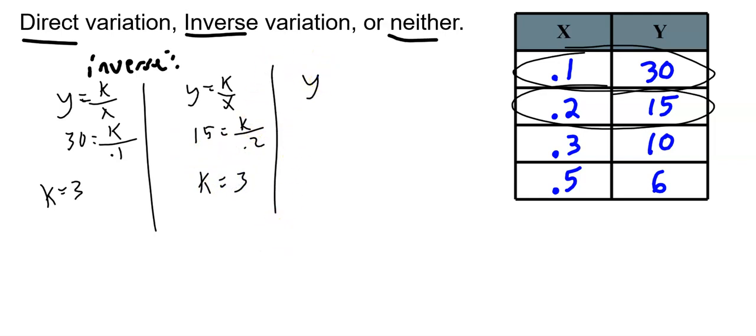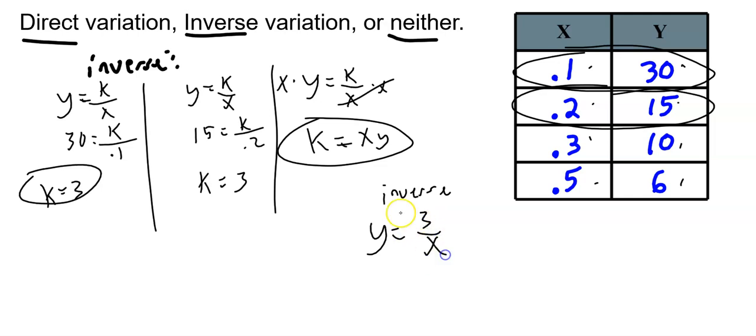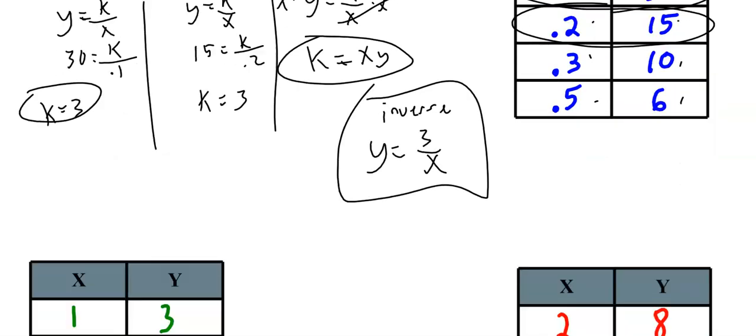One thing you might want to consider doing is you can actually just solve this generic equation for k by multiplying by x on both sides. You get k equals xy. So that's always going to be true if it's inverse variation. So if you just multiply, 0.1 times 30 is 3. 0.2 times 15 is 3. 0.3 times 10 is 3. 0.5 times 6, half of 6 is 3. So yes, it is inverse. The equation, if we know k is 3, is going to be y equals 3 divided by x. So I'll probably ask for both things. I'll probably ask what's the formula and what's the equation.